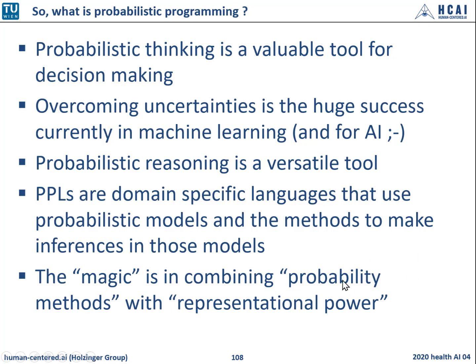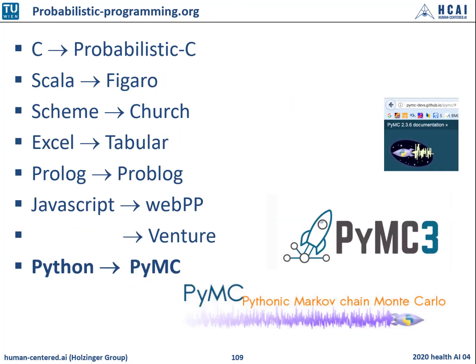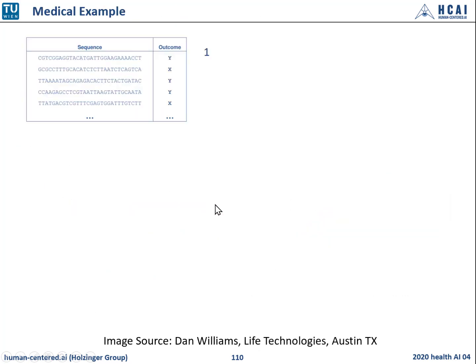And the magic is in combining probability methods with representational power. So this is the real magic in this. Okay, so there are, of course, a lot of different approaches for this. So you will learn that later on. So, for example, PyMC. PyMC is a Python module that provides tools for Bayesian analysis. So you can do probabilistic programming with it. But you can have a closer look by your own at this.